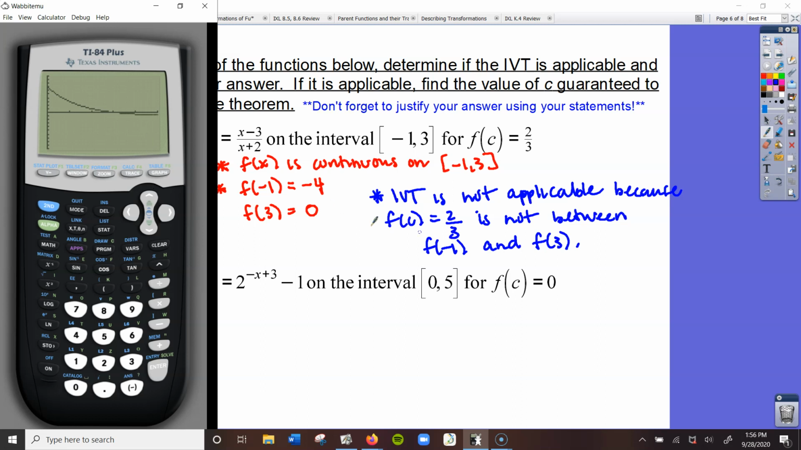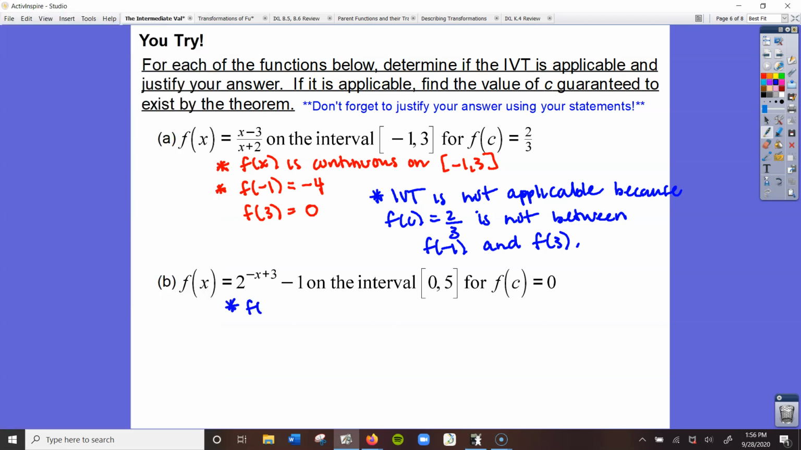And we do see that f of c is equal to 0 somewhere right here, because that is our x-intercept. Our function is also continuous over this interval, so I already know that IVT is applicable, but we're still going to go through our process here. So the first thing I would state is f of x is continuous on the interval 0 to 5. Next, I'm going to find f of 0 and f of 5.